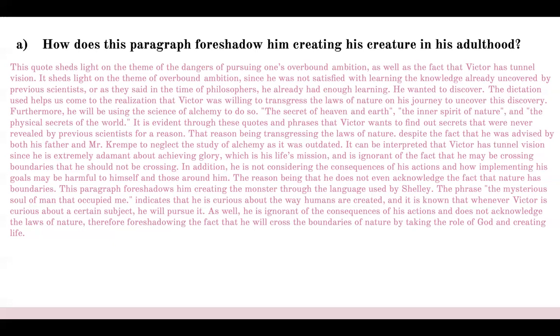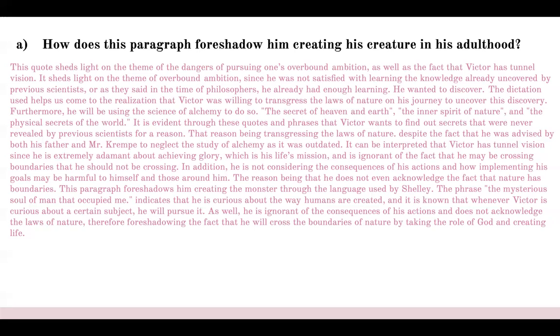Despite the fact that he was advised by both his father and Mr. Cram to neglect the study of alchemy as it was outdated, it can be interpreted that Victor has tunnel vision, since he is extremely adamant about achieving glory, which is his life's mission, and is ignorant of the fact that he may be crossing boundaries that he should not be crossing. In addition, he is not considering the consequences of his actions and how implementing his goals may be harmful to himself and to those around him. The reason being that he does not even acknowledge the fact that nature has its own boundaries.